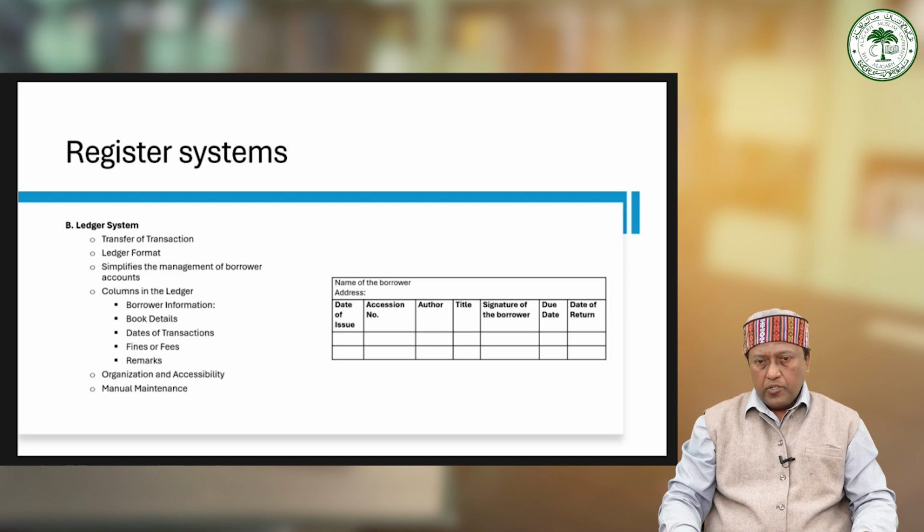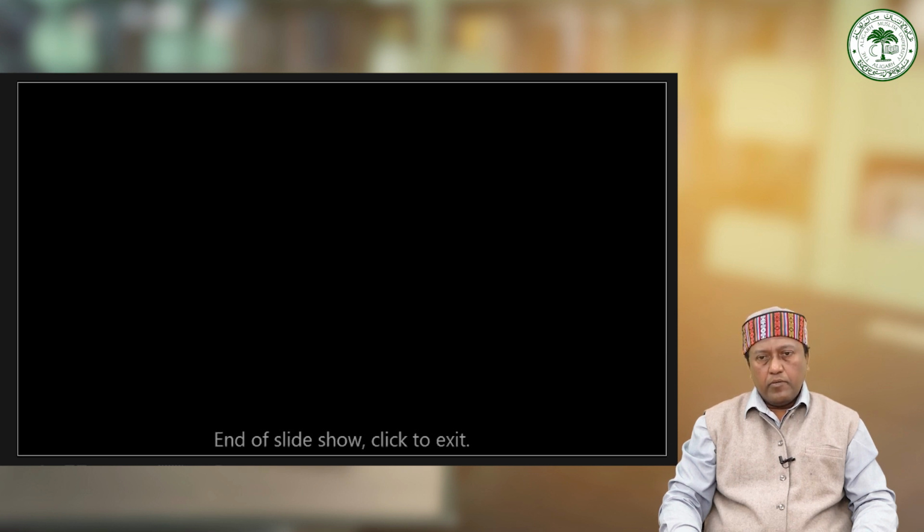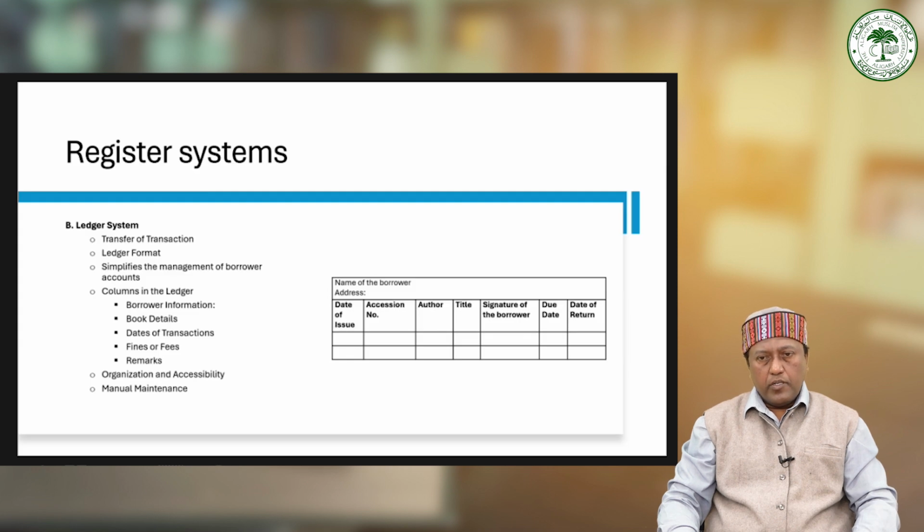So organization is quite easy here. The ledger is organized in a systematic manner with entries arranged chronologically or according to the borrower's name or account. So this organization facilitates easy retrieval and reference of the borrower information and transaction history. Then manual maintenance is there. Like the day book, the ledger system is typically maintained manually with entries made by hand by library staff.